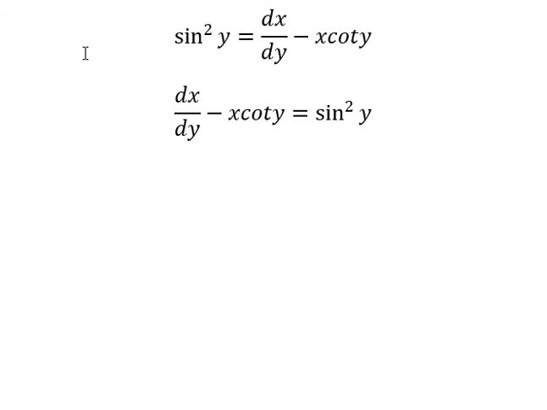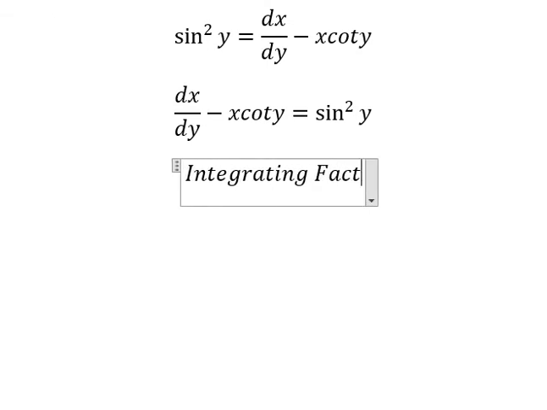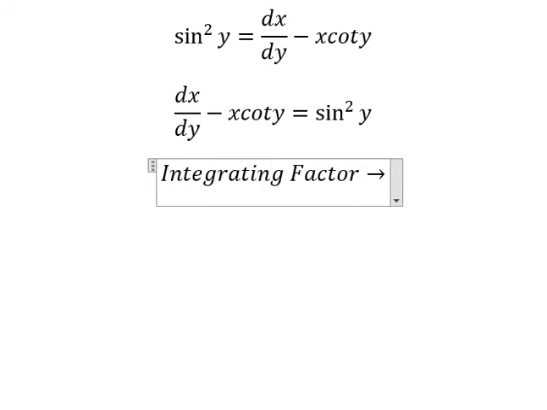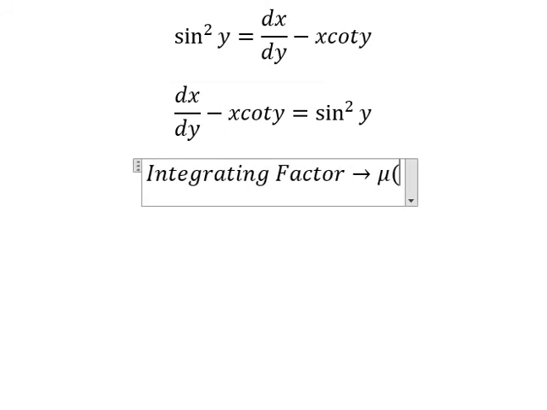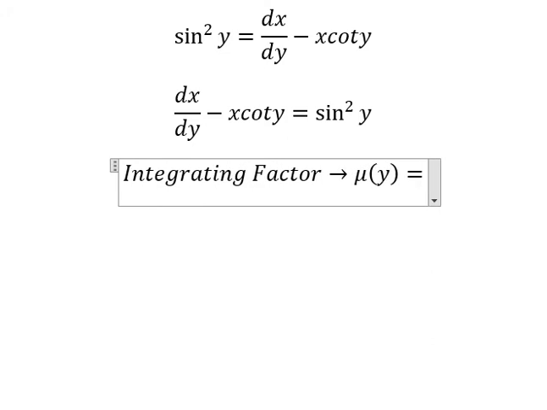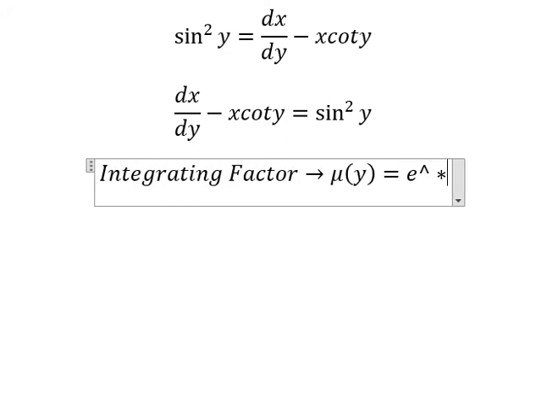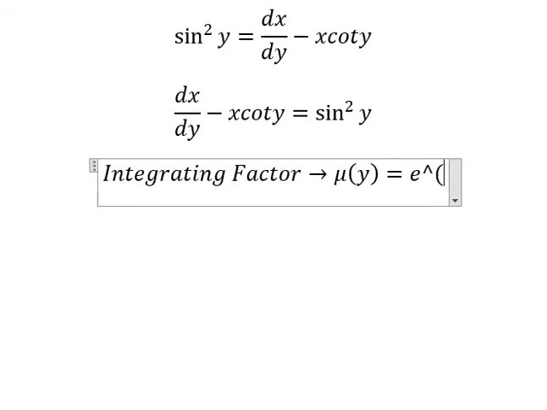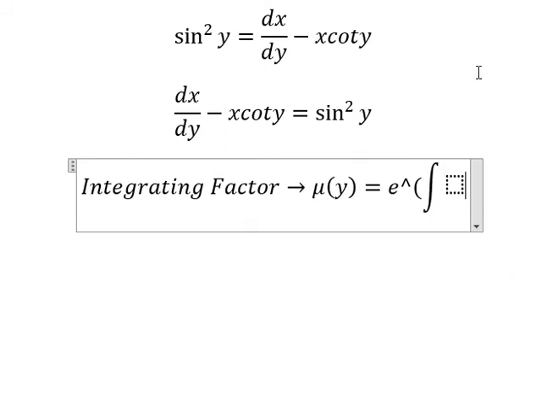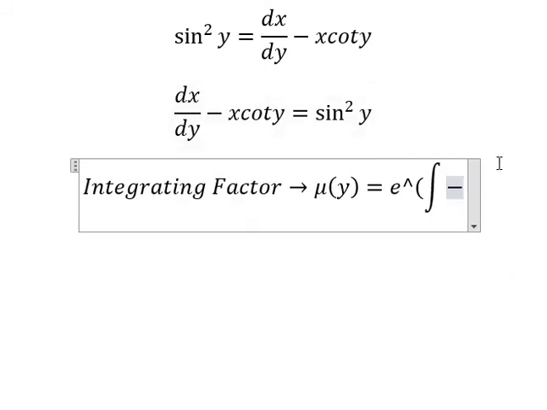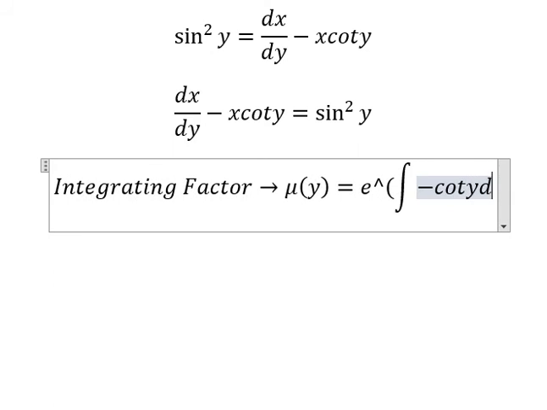We can use the integrating factor. So we need to find mu of y, and that's e to the power of the integration of negative cosine y dy.